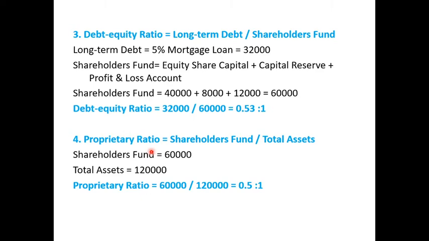Next, proprietary ratio. The formula is shareholder fund divided by total asset. Shareholder fund already we have calculated 60,000. Then total asset it is given in the problem. Now proprietary ratio is equal to 60,000 divided by 1,20,000. That is proprietary ratio is 0.5:1.